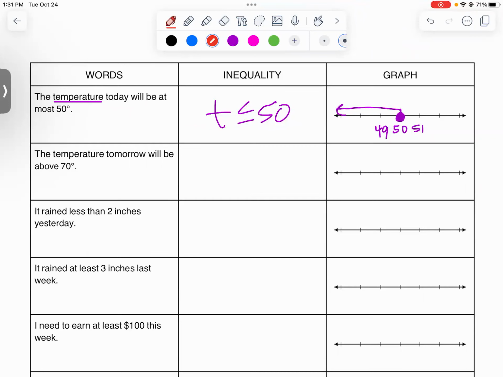Now I am thankful that this first problem does not meet the criteria for today's weather, right? Otherwise, we would have been a little chilly on our fire drill. Now, the temperature for tomorrow will be above 70. So let's use T for temperature. Above 70. Let's write an inequality. Look at your little chart. What does above mean? Greater than. Above, we want to be bigger than 70.